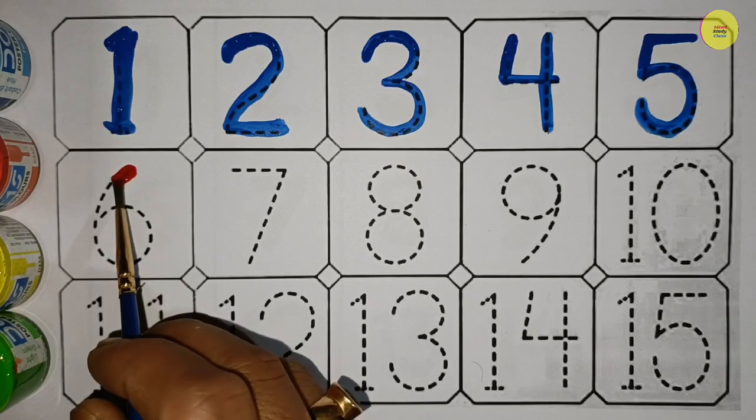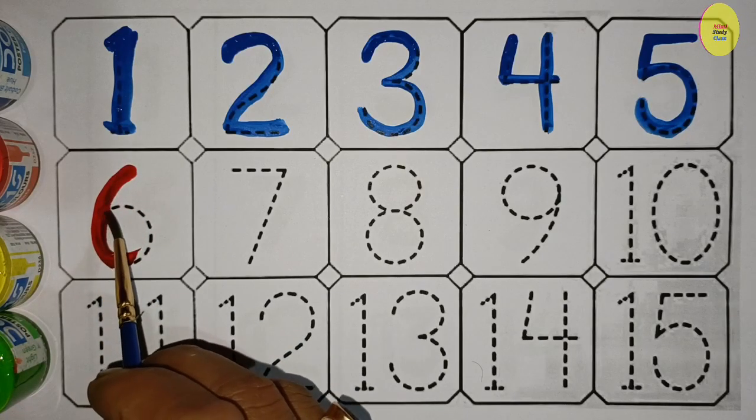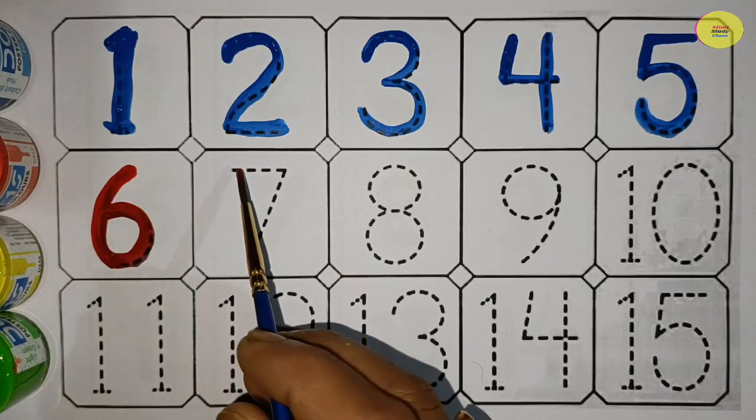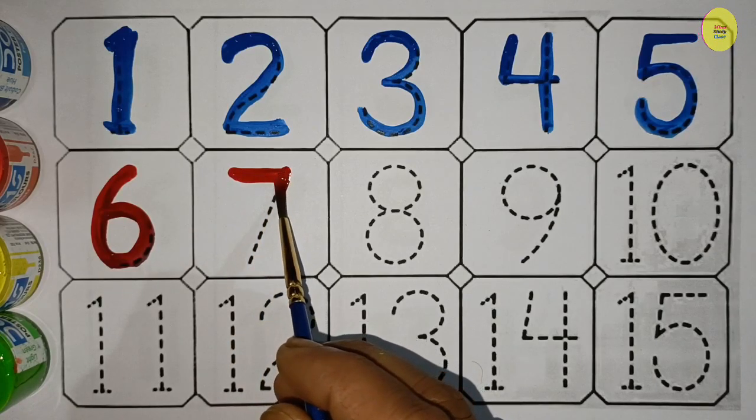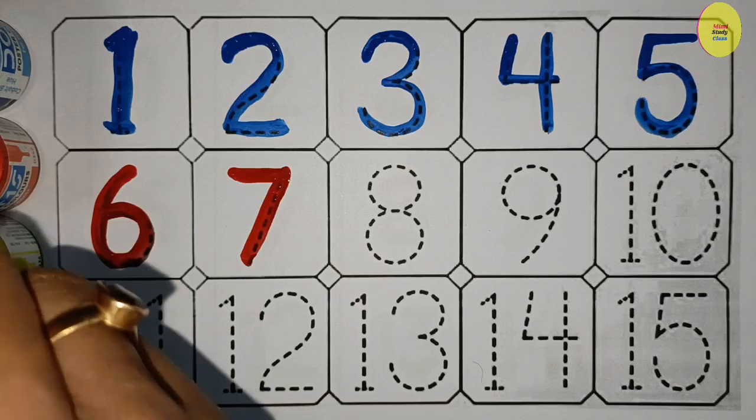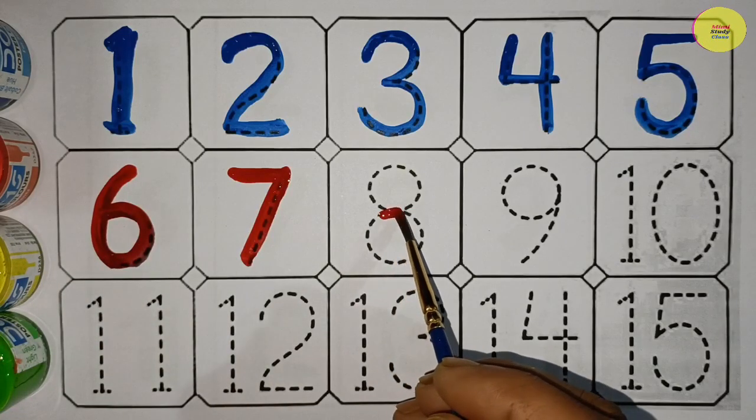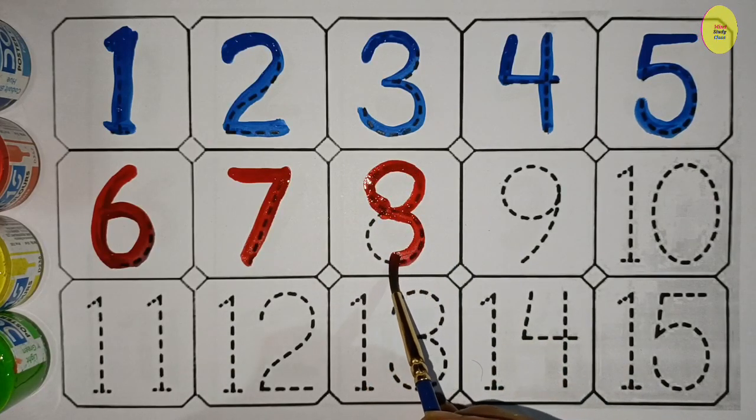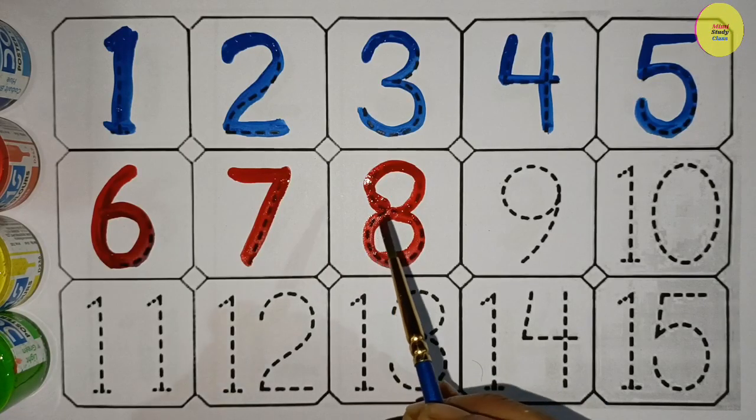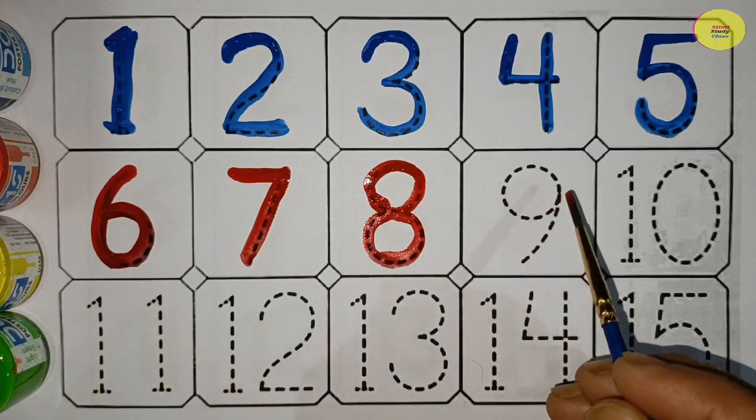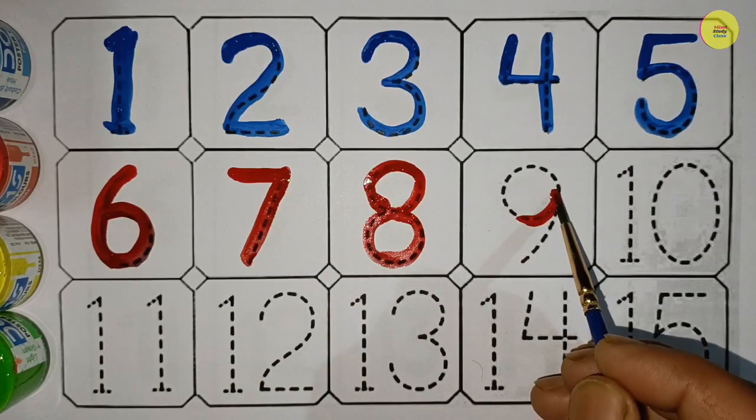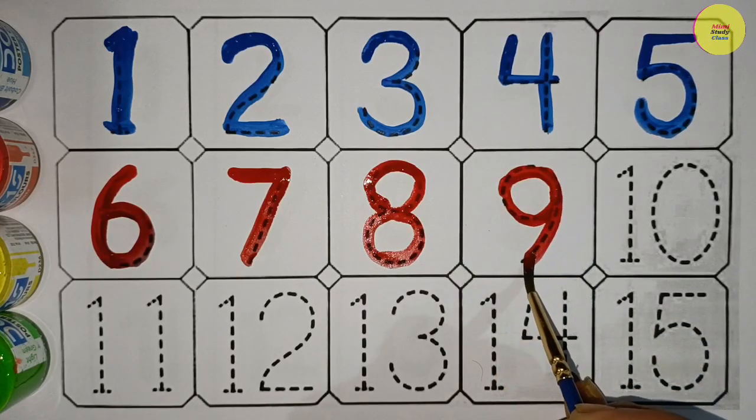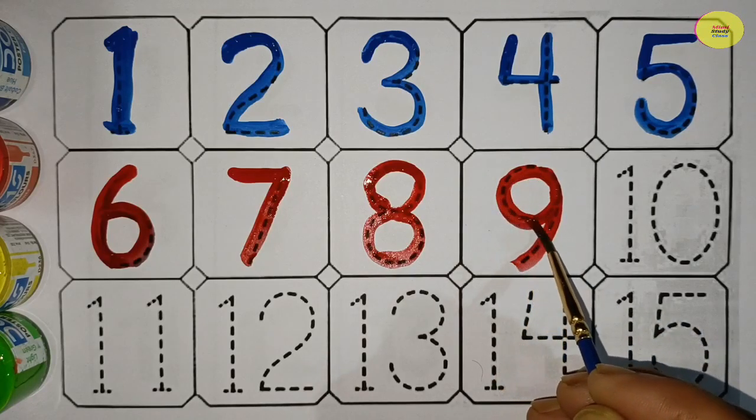Red color. Six, six, six. Seven, seven, seven. Eight, eight, eight. Nine, nine, nine.